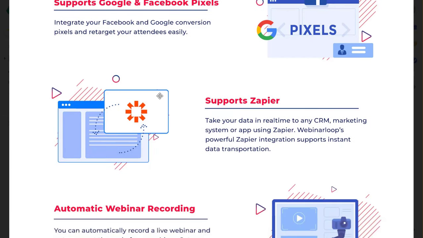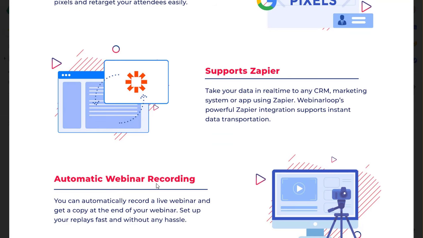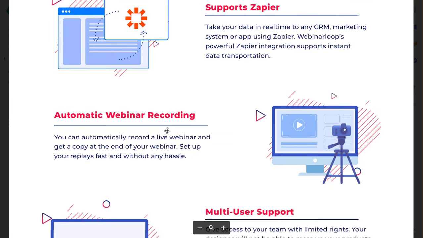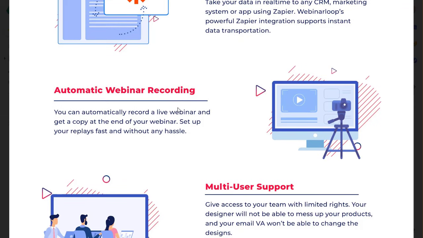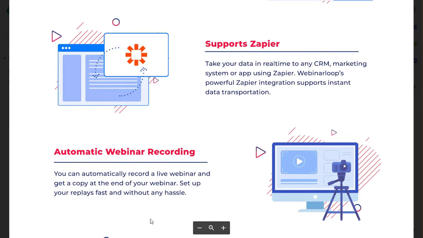Also, you have support for Google and Facebook pixels. You can retarget your audience. It supports Zapier, so all the people who attend your webinar, all the people who actually come to the webinar, all the people who sign up to the webinar, you can collect their info in Zapier and you can take it anywhere. You have automatic webinar recording too.